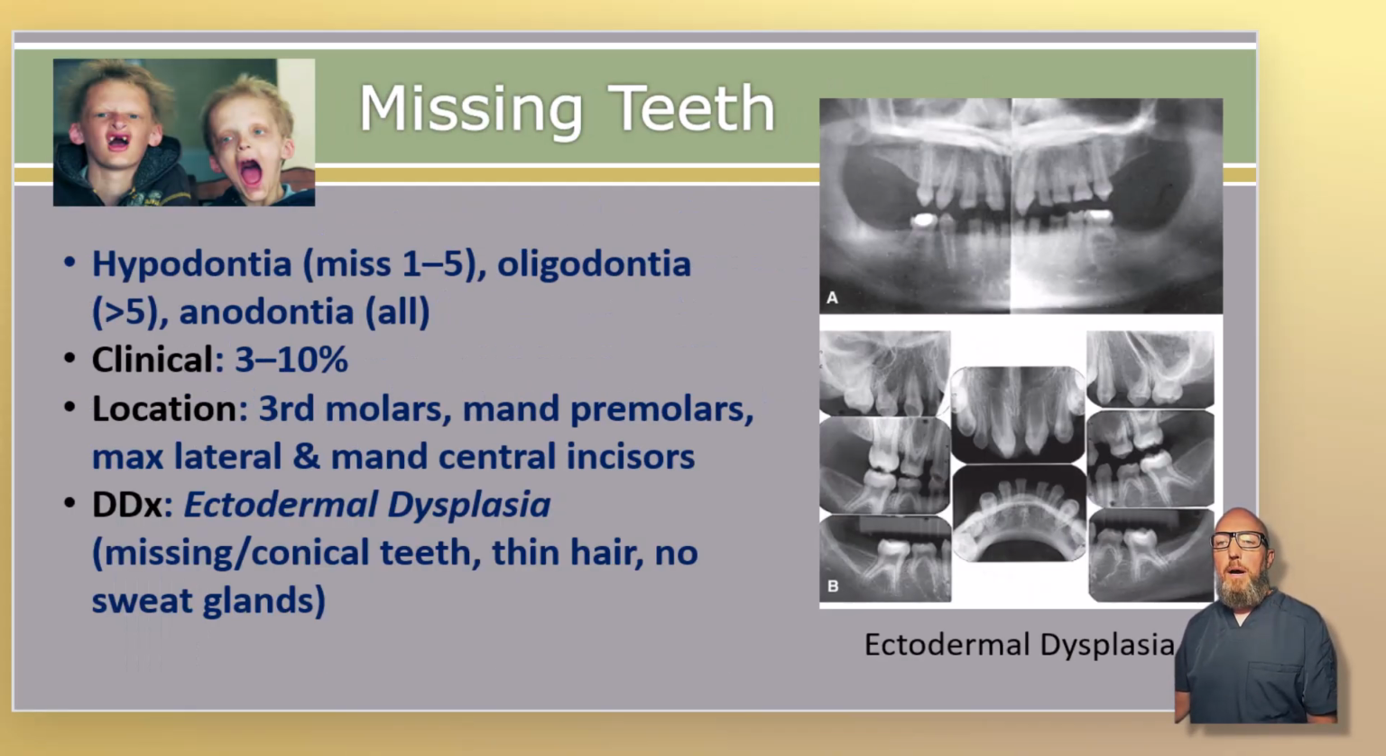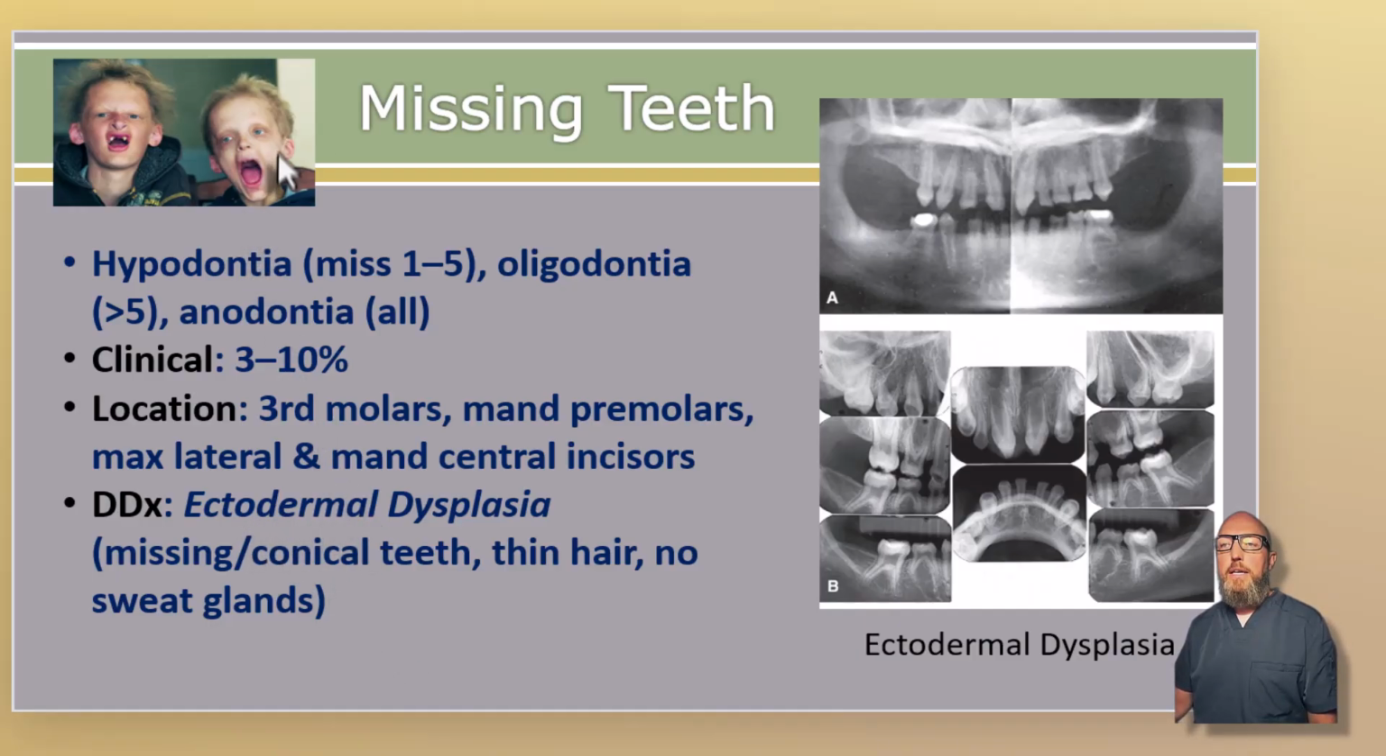All right, then what about missing teeth? We call it hypodontia when it's only missing 1 through 5, oligodontia if it's greater than 5, and then anodontia when they're missing all their teeth, which is really rare. Missing some teeth is actually pretty common. Most common is to be missing the third molars, then mandibular premolars, and then the maxillary lateral incisors, and then mandibular incisors and centrals. When you see a lot of missing teeth, think this one, ectodermal dysplasia.